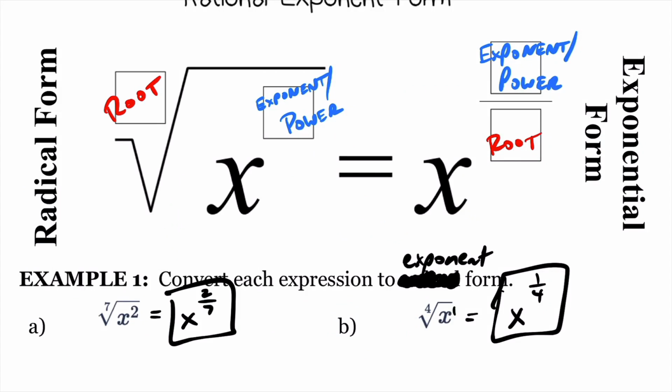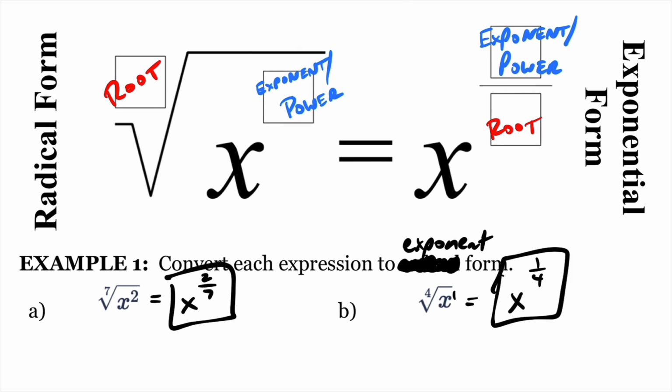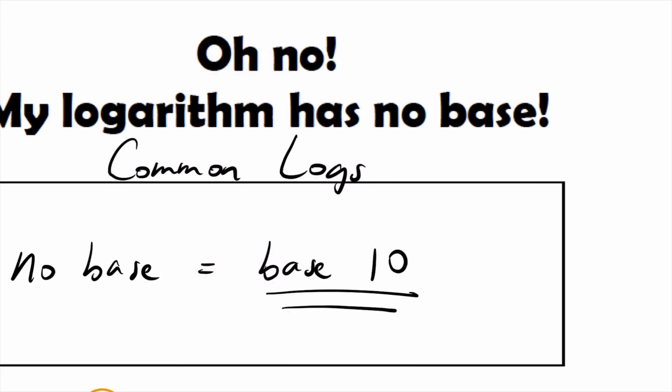What does the top number mean? The top number is the power. The bottom number is the root. That's what it means. Okay, so we're going to use that today as well.